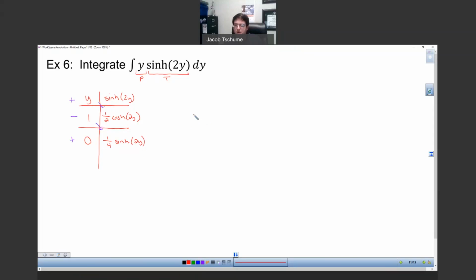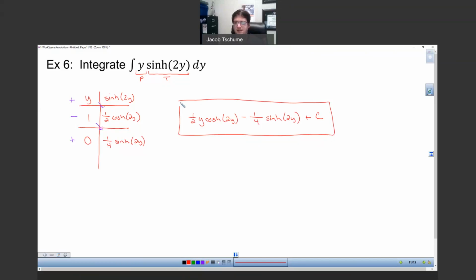So for the first two products, you'll get 1/2 y times the hyperbolic cosine of 2y, and then minus 1/4 times the hyperbolic sine of 2y. And since it's indefinite, we will put a plus c on the end. So there's another example of doing a tabular method instead of having to do integration by parts. But once again, this only works when you have a polynomial function times trig or a polynomial function times exponential. If anything else pops up, you will have to do integration by parts.